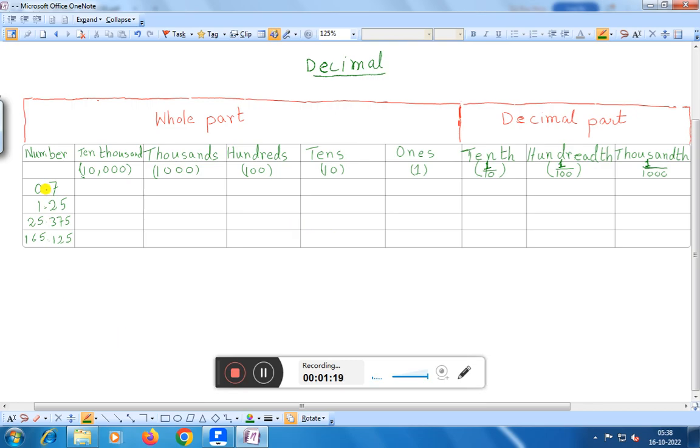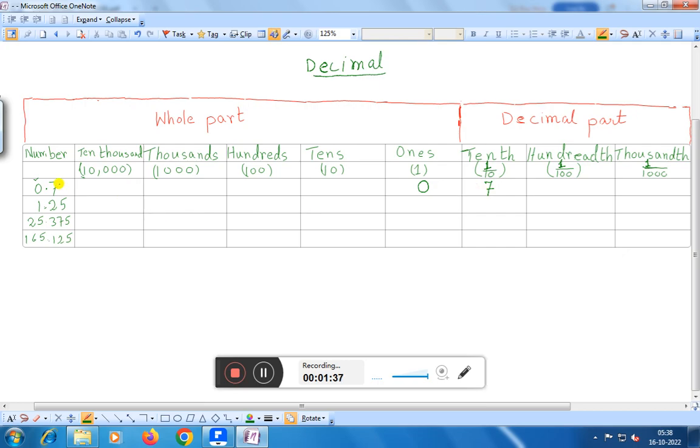Here you see the first number is 0.7. In the ones place we have to write 0, and in the tenth place it is 7. You see this is the tenth place. Therefore 7 will be in the tenth place.